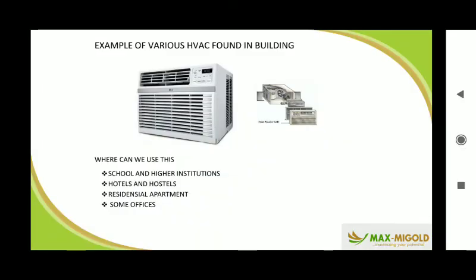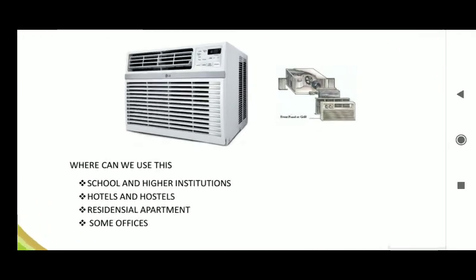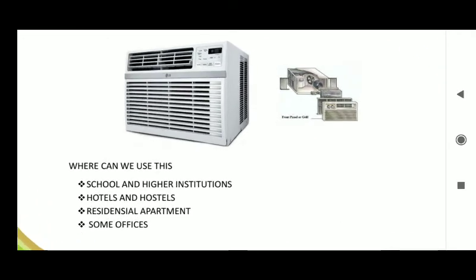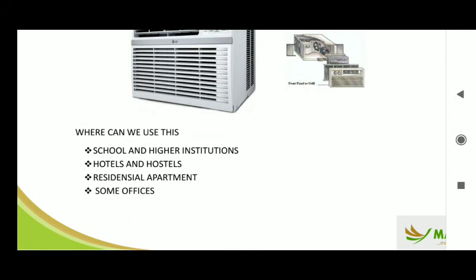Then this is the common type, the window unit. I call it the student unit. If students in school want to buy AC, these are the ones they can afford. Some can afford split, but this is the cheapest. You don't need an installer. Just buy your electrical cable 2.5 mm square, buy your 15 amp plug, put your thing there, and the AC will answer you.